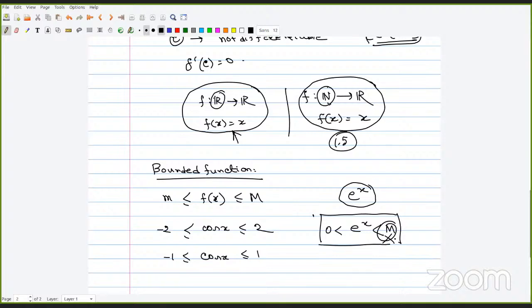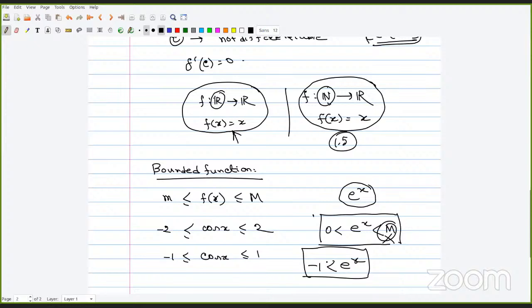For e to the power x, 0 is a lower bounding value. Below that it cannot go, so that's a fixed value. But I can say this also, right? I can say -1 is less than e to the power x. That is also true, and -1 is also a bound. So the bounding value may change. There should exist some value; it is not necessarily fixed. But when we are talking about the least upper bound and greatest lower bound, those two are fixed. But it is not necessary to conclude for a bounded function. You don't have to find those values exactly. You don't have to go that far.